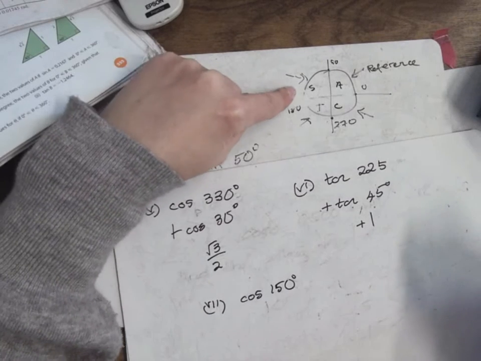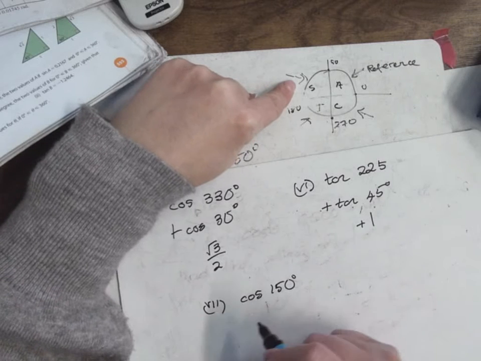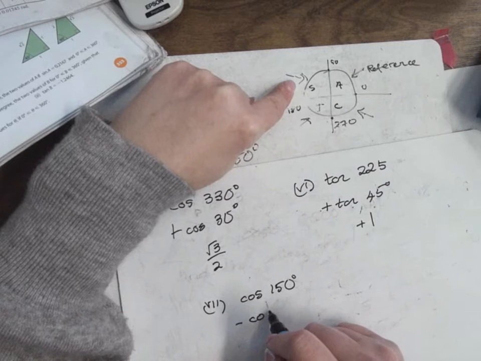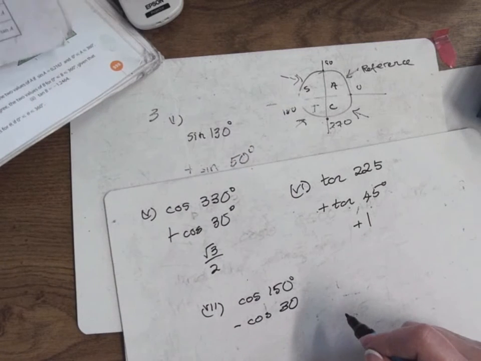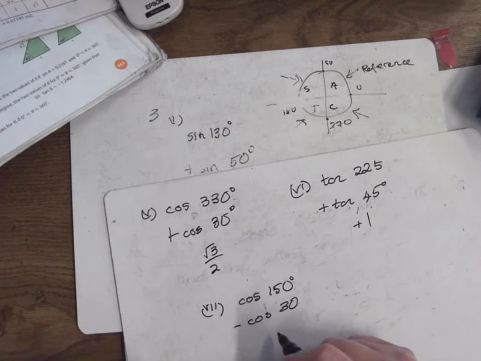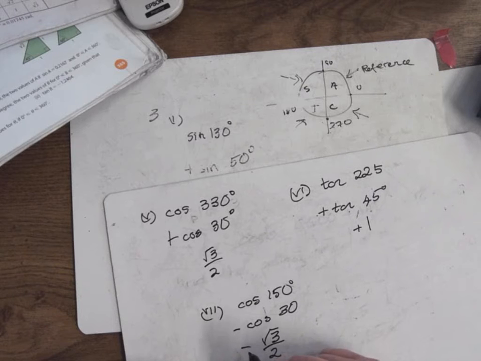So 150 is in here, positive or negative? Cos is positive or negative in here? Negative, isn't it? And reference angle would be 30. I think I've lost the crowd now. So cos of 30, root 3 over 2, and you put a minus in front of it. Is that okay?